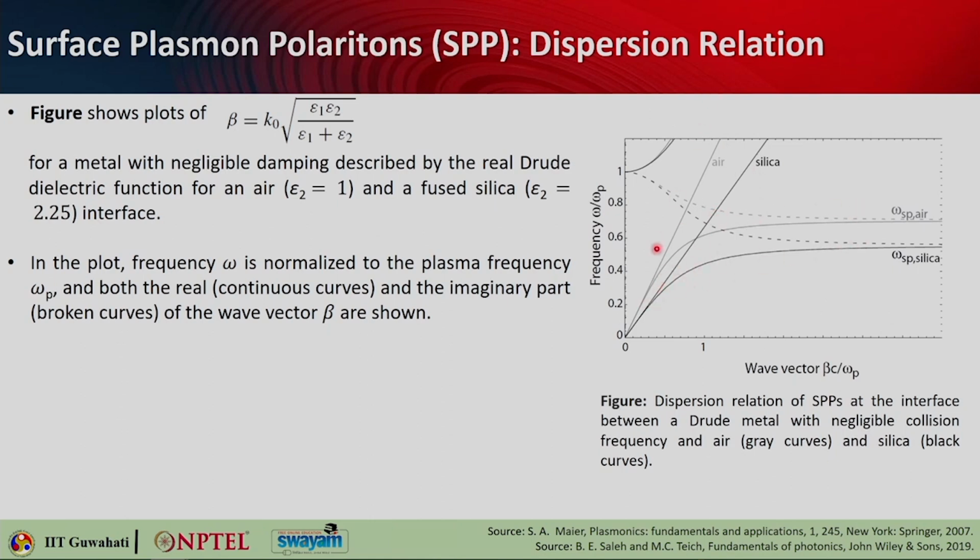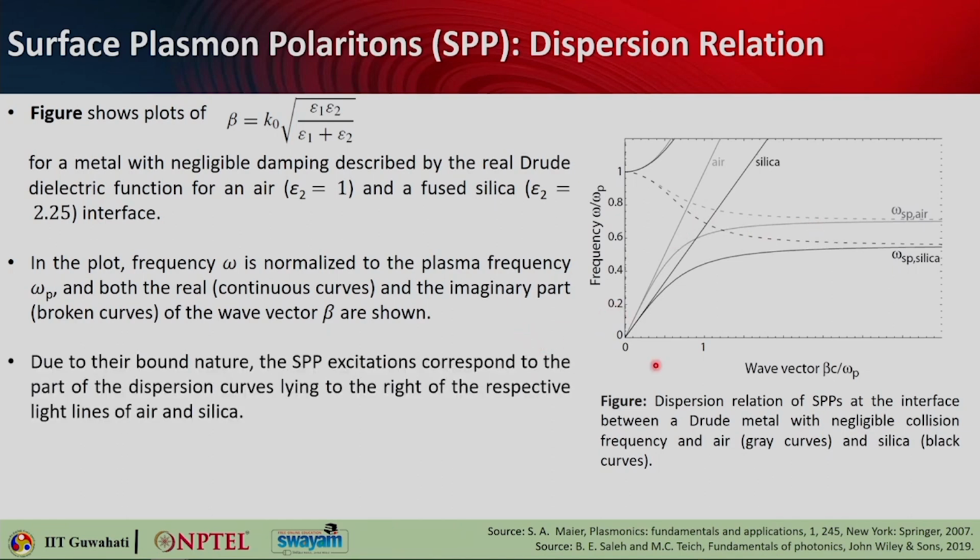the solid curves that you see, the continuous curves, are the real part of the wave vector beta, and the dotted or dashed or broken curves correspond to the imaginary part of beta. Now, due to the bound nature, the SPP excitation corresponds to the part of the dispersion curve that lies to the right of the respective light lines. So, these are basically the light lines.